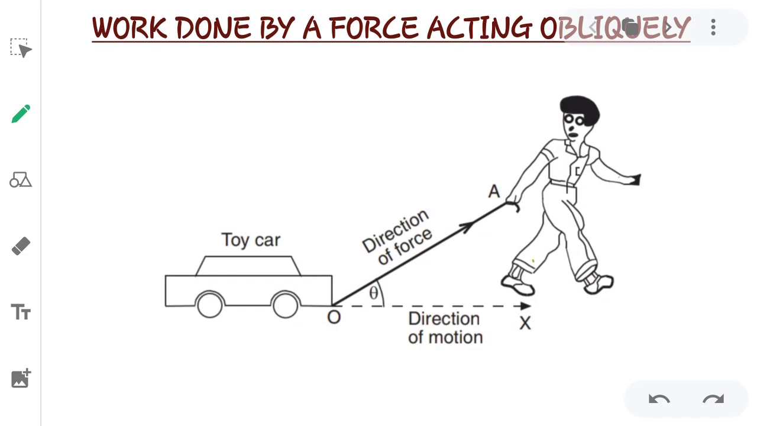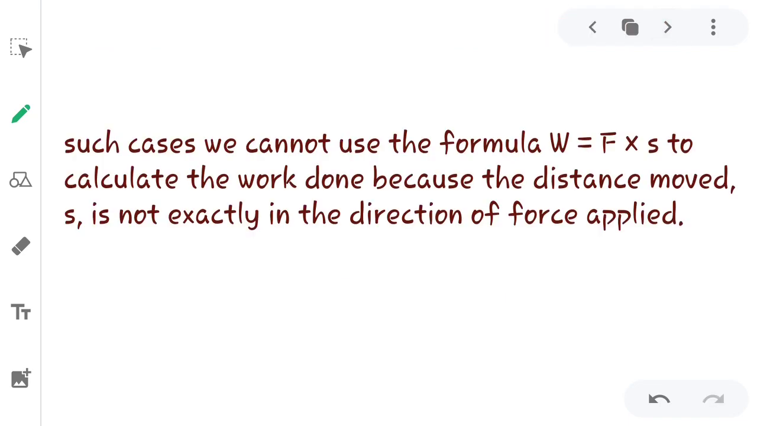So in these cases, how does the force work? How will we calculate the work? That we are going to learn in this video. As you saw in this picture, in those cases we cannot use the formula W is equal to Fs to calculate the work done, because the distance moved S is not exactly in the direction of the applied force.